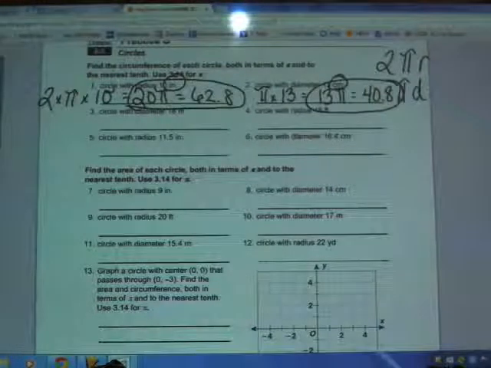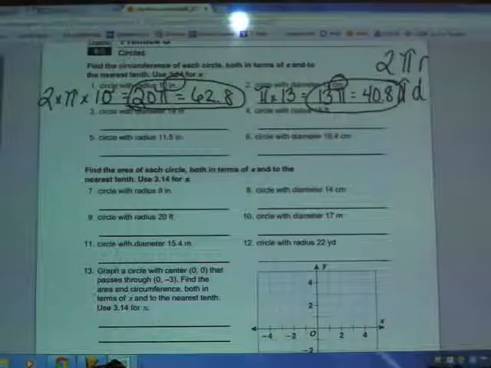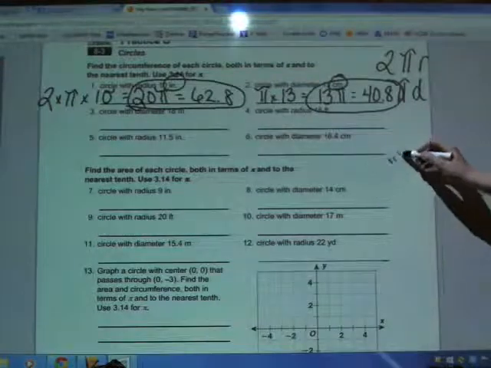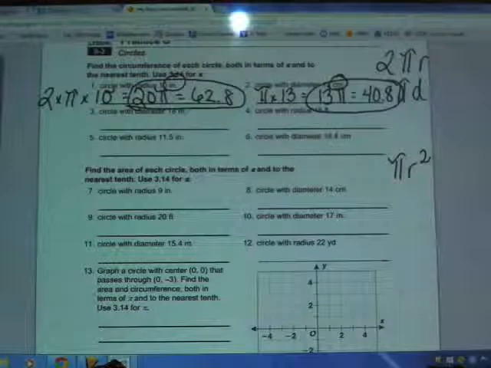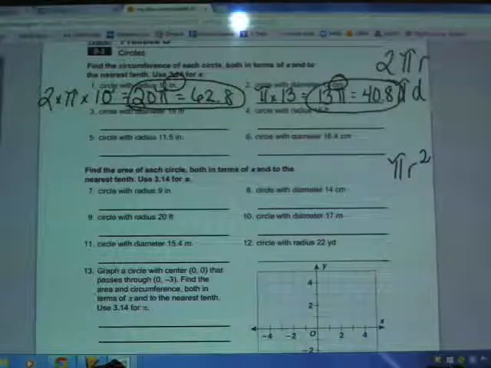All right, let's go ahead and go down to look at 7 through 12 now. In 7 through 12, we're finding the area of the circle, both in terms of pi and to the nearest tenth, using 3.14 for pi. So, very similar directions, but this time we're finding the area, which means we're going to have to use the pi r squared formula. So, of course, that means if we have a diameter, we're going to have to make sure we cut that in half and then plug it in.